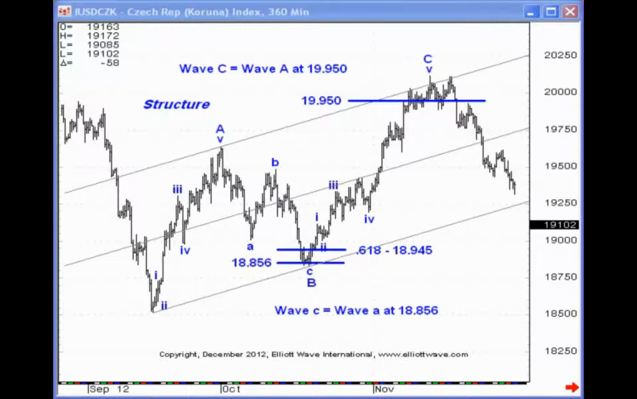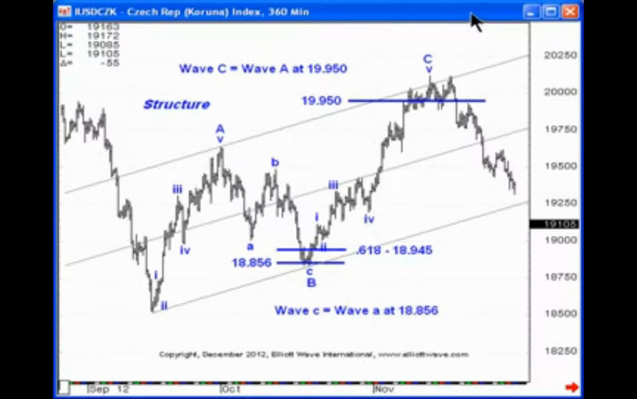As you know, a zigzag is one of three Elliott wave corrective patterns, the other two being a flat and a triangle. Now the substructure of a zigzag is quite simple. It is sometimes referred to as a 5-3-5 pattern, and the reason why is because wave A subdivides into 5 waves, wave B subdivides into 3 waves, and wave C subdivides into 5 waves. That's the basic structure, 5-3-5.